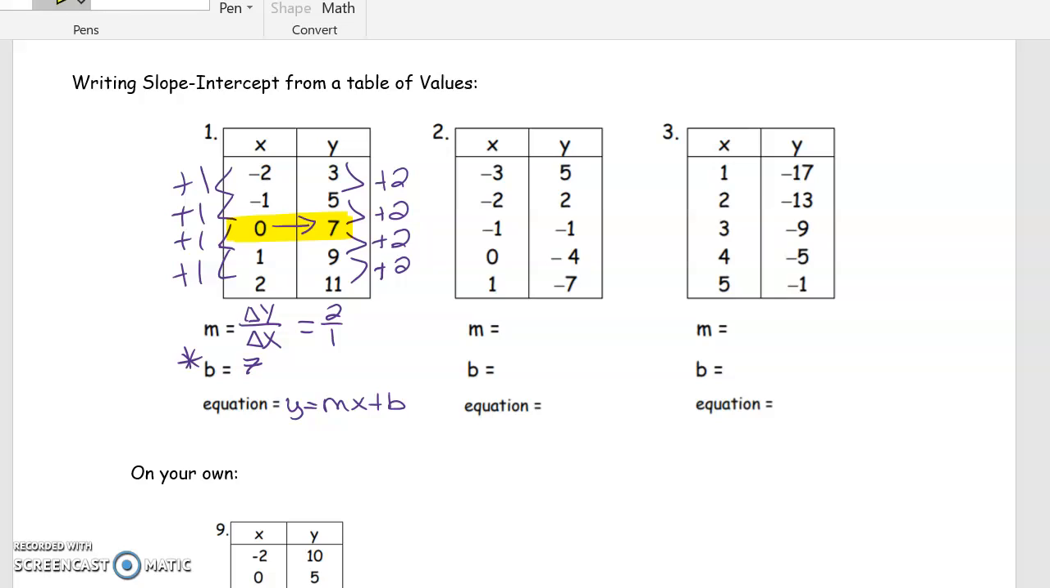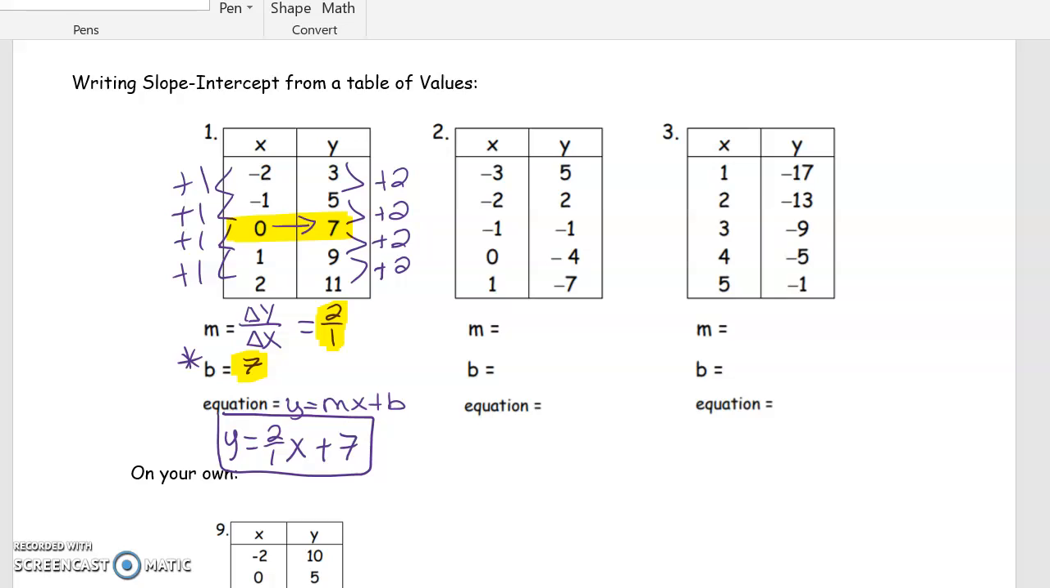All right, now the two most important values are our m and our b. We want to plug those into our equation. So this equation becomes y equals 2 over 1x plus 7. If you want to write it as just 2x plus 7, that is totally fine. Either way is correct. All right, so let's try one more, okay?